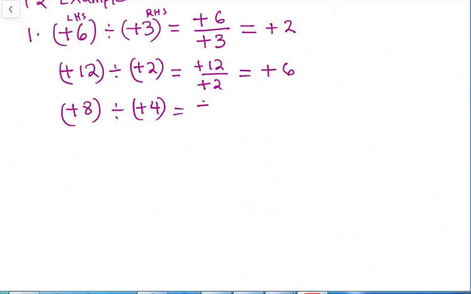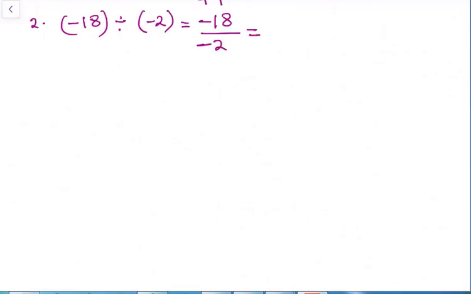And we have our numerator plus 8 and our denominator as 4. If we divide plus by plus, it's going to give us plus, and 2 will go in 8 twice. So you can see the practicality of this symbol for positive and negative.